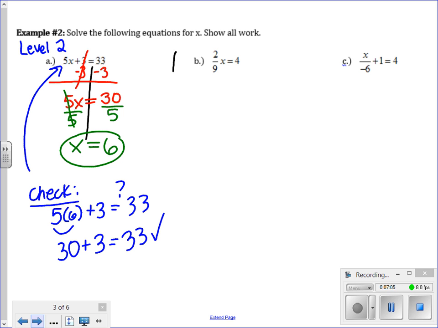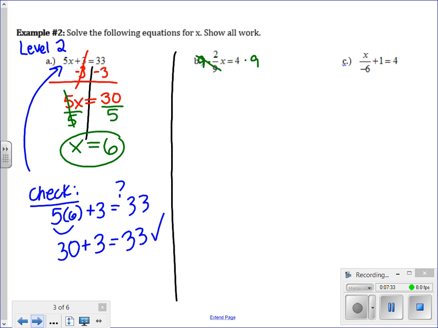Now, looking at number 2, or letter B, I'm sorry, I need to get x by itself. Fractions tend to scare us, though, but they shouldn't when you solve an equation. When I solve an equation, it's important that I work with the denominator first. I want to make that 9 go away. So I'm going to make that 9 go away by first multiplying both sides of the equation by 9. When I do that, the 9 cancels off.